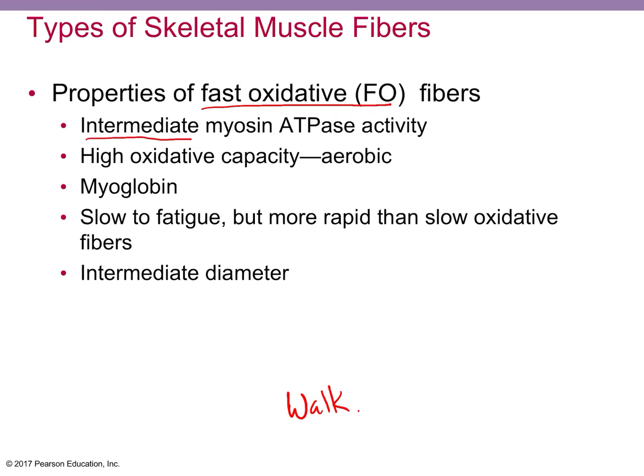So there's an intermediate level of the myosin ATPase activity. There is a high oxidative capacity, so these are aerobic muscles, right? The fast oxidative refers to aerobic. They do have myoglobin, so they do store their oxygen. They're slow to fatigue, but they're just a little bit faster than the slow oxidative fibers. And they have an intermediate diameter, so they have an intermediate tension, right? They're intermediately strong. So anyhow, those are the three different types of fibers in your body.